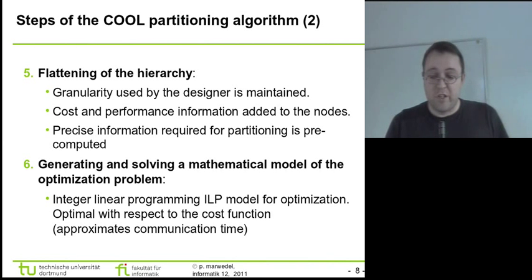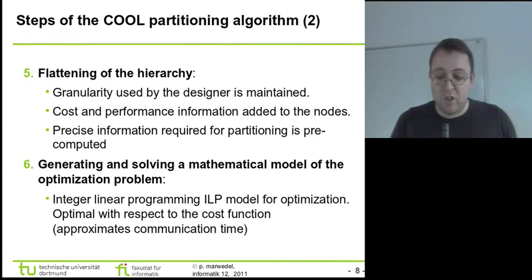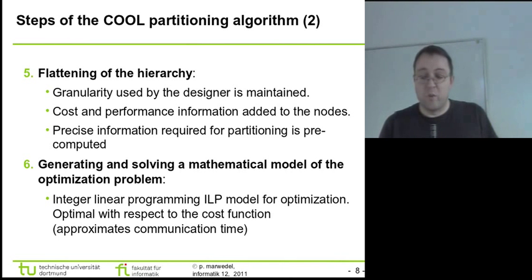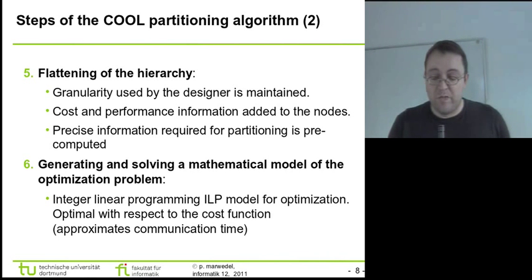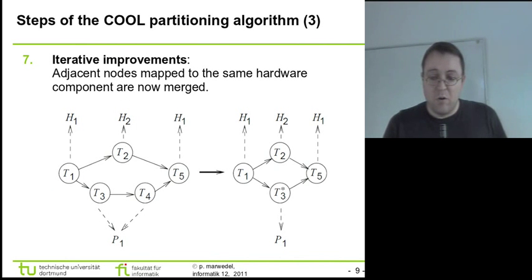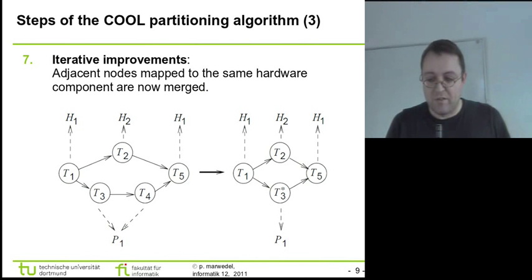Now in step 6 we generate and solve a mathematical model of the optimization problem. So we generate an integer linear programming or ILP model for the optimization, and this is optimal with respect to the cost function, which approximates the communication time in a system. In step 7 now we apply iterative improvements. So we can map adjacent nodes to the same hardware component. Actually we can merge these nodes, so we see task 3 and task 4 on the left side can be merged to task 3* on the right side, which runs on the same processor P1 here.